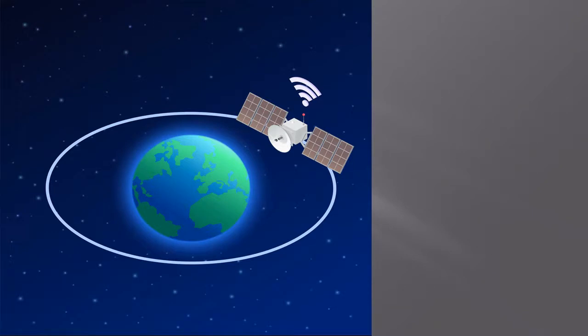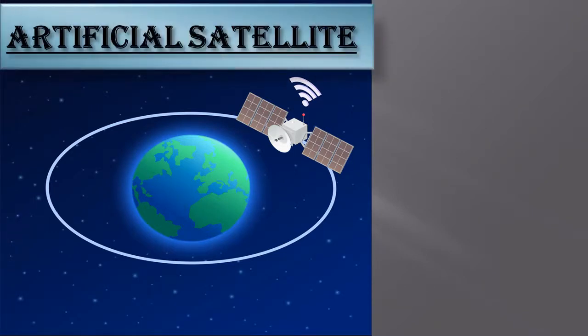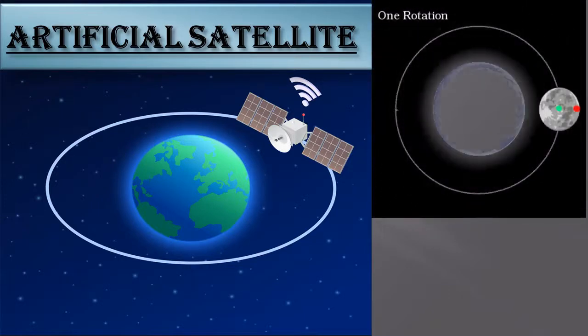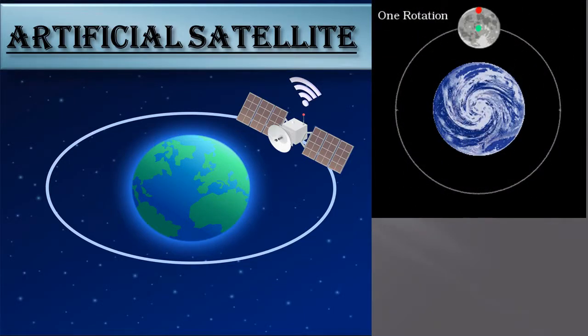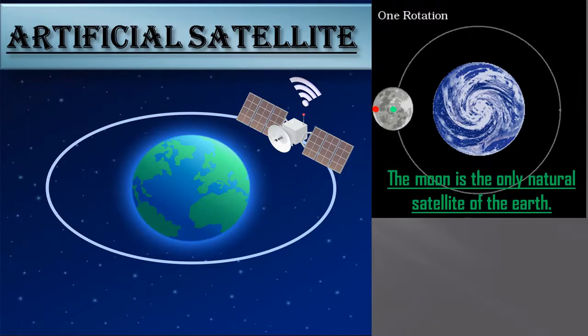Alright, so student, a natural satellite is an astronomical object orbiting the Earth or any other planet, and the moon is the only natural satellite of the Earth. Some other planets in the solar system have more than one natural satellite, but Earth has only one natural satellite, that is the moon.